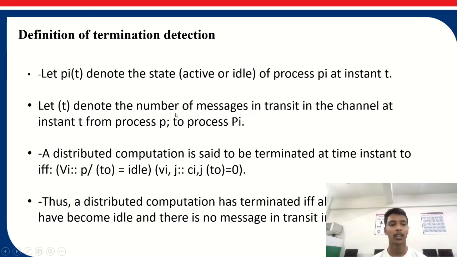Let's see the definition of termination detection. For the formal definition, let P_i(t) denote process P_i's state at time t, and C_ij(t) denote messages in transit from process i to j. A computation is terminated at time t0 if all processes are idle and all channels have zero messages in transit. Both conditions must be satisfied simultaneously.